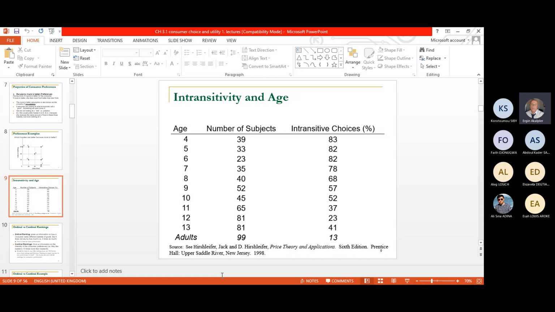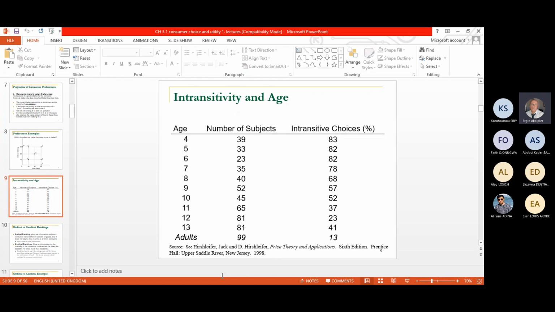Therefore, if the age is 4, the subject is 39, and the choice is 83, that is probably the best possible at that age. But when it enlarges and increases to age 9, the number of subjects becomes 52 to 57, and the intransitive choices enlarge and increase. And when you become an adult, the number of subjects becomes 99.